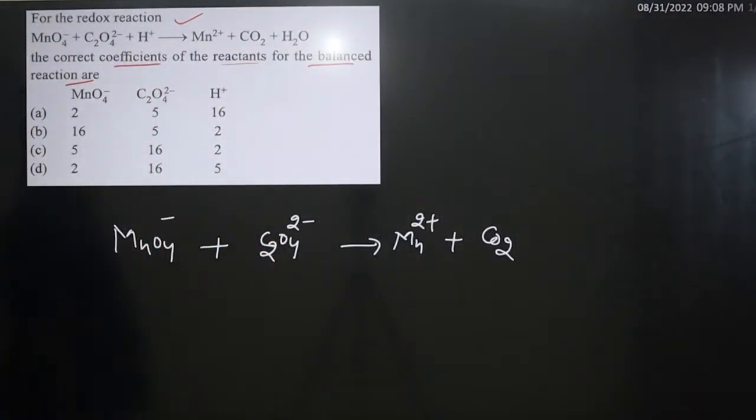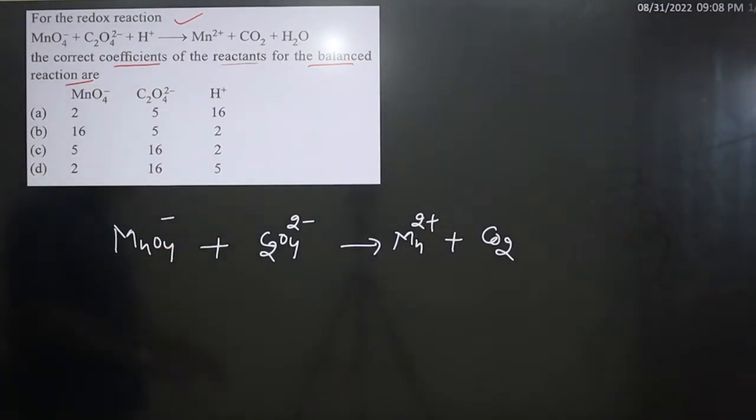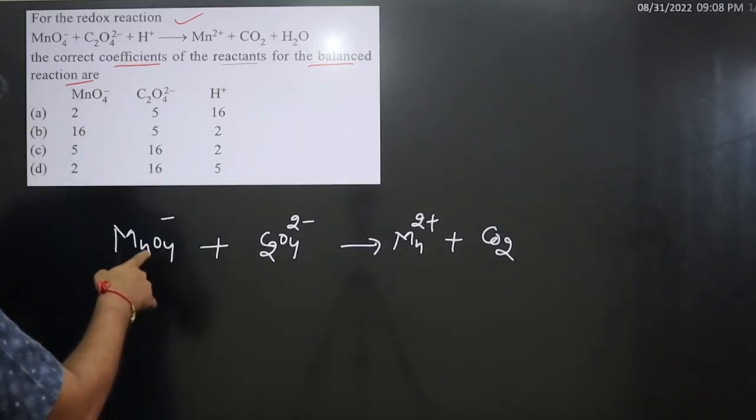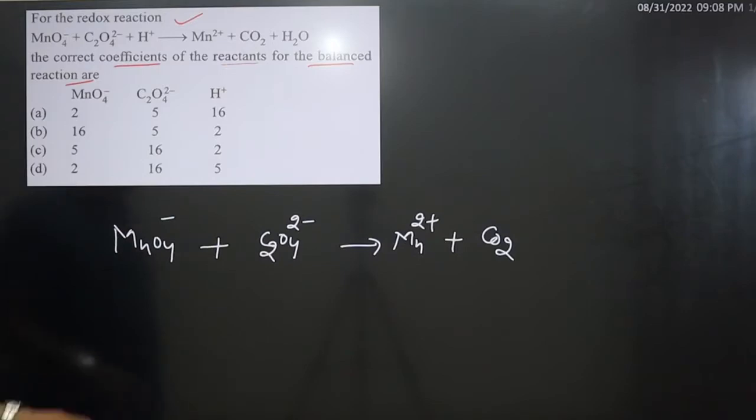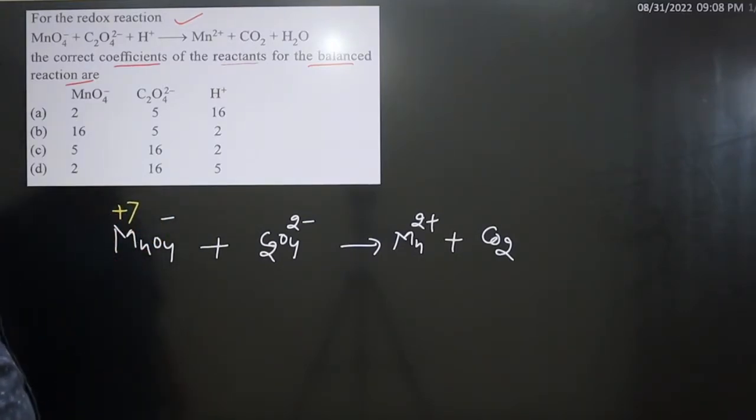This is the actual equation taking place in acidic medium. We can balance this equation in acidic medium. Now pay attention very carefully. We have oxygen, each oxygen is minus 2, 4 times 2 is 8, with a minus charge, which means Mn is present in plus 7 oxidation number.